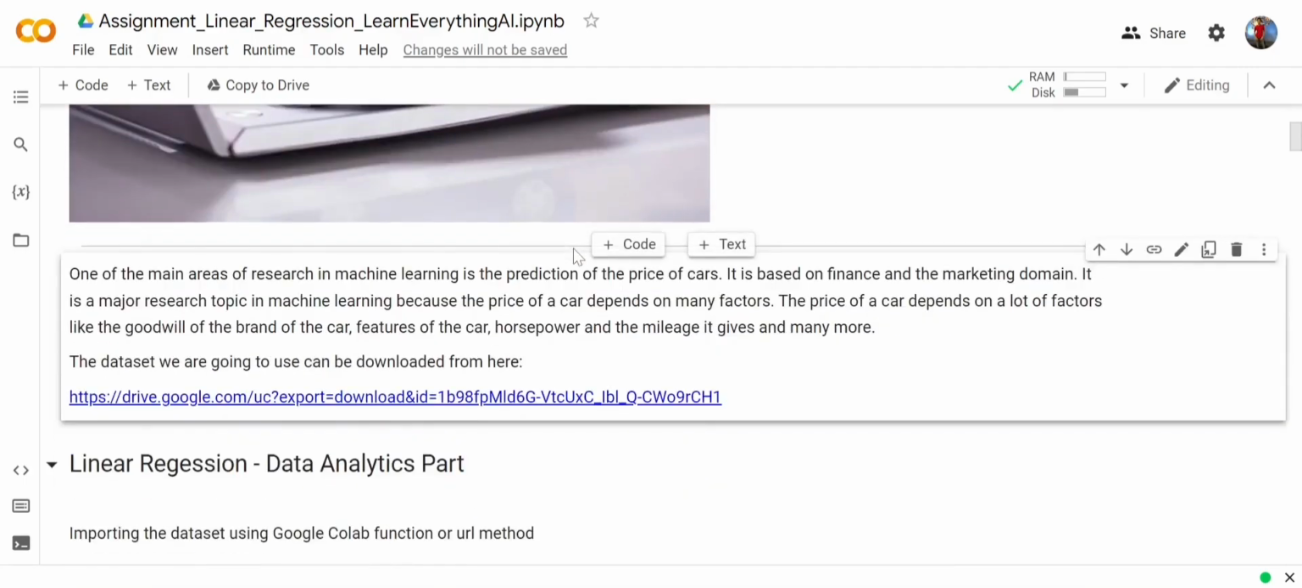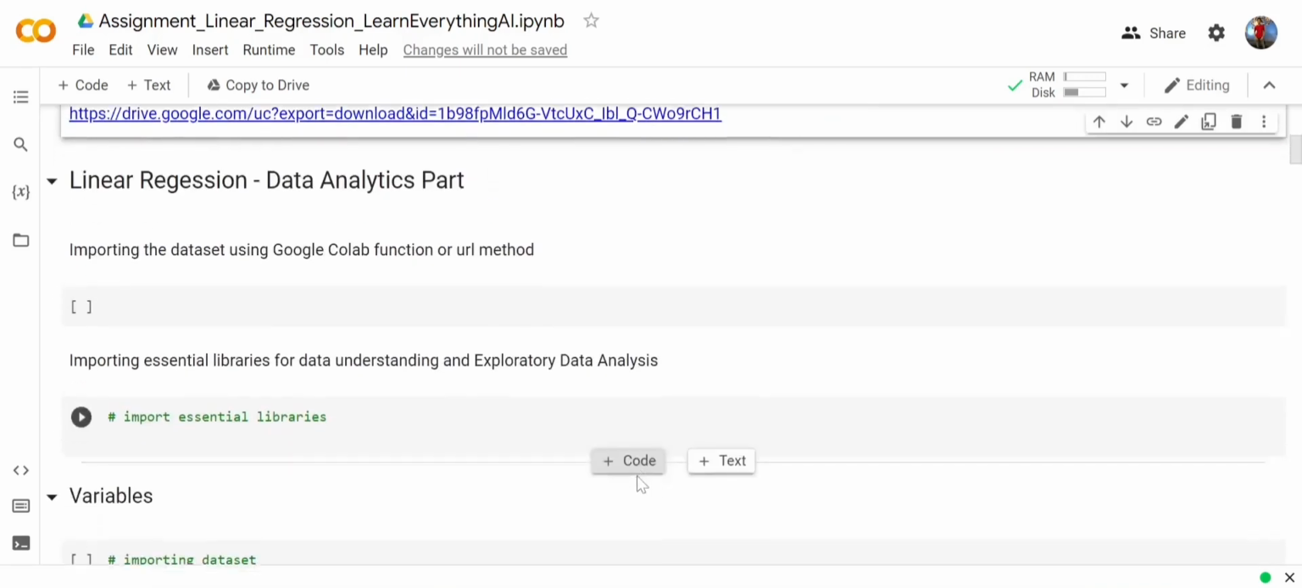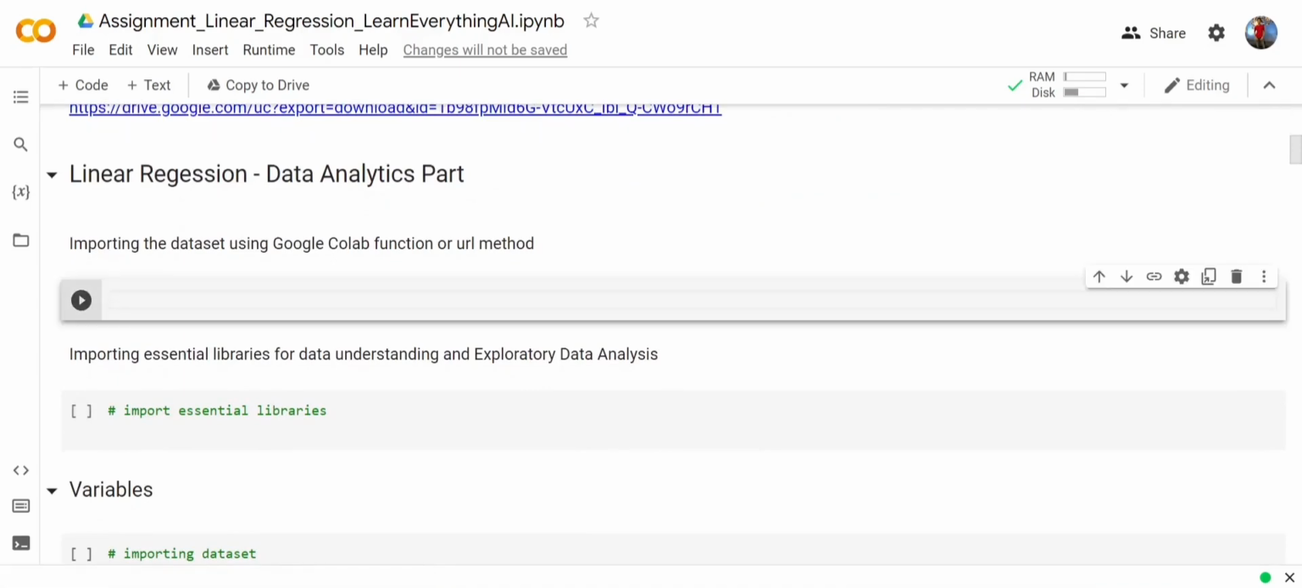We have many parameters that define the car, like the brand of the car, the fuel type, the mileage it gives, the horsepower, etc. And all these will have a major role in defining the data set. So that will help us in predicting the actual price of the car. So let us start now. We have to import the data set too.